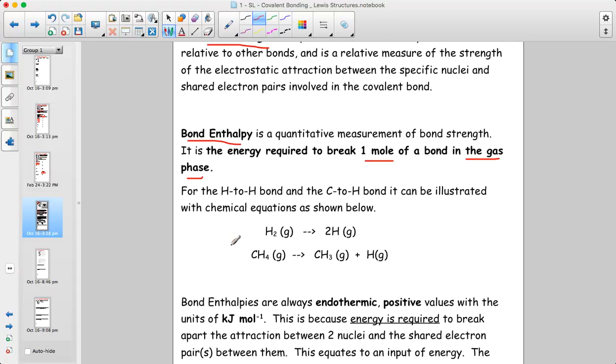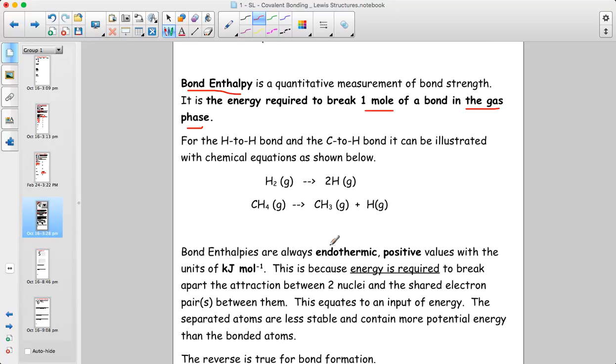It's the energy required to break 1 mole of a bond in the gas phase. So a way to represent that would be taking a mole of H2 molecules and splitting it into H atoms, or taking a mole of methane and splitting a whole mole of hydrogen atoms off of it. And the energy required to do those things is what we call the bond enthalpy. So as bonds become stronger, it takes more energy to break them, and therefore you'll have higher bond enthalpy values.